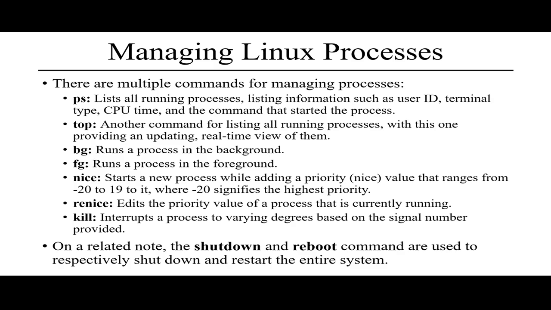Renice is a command that lets you edit the priority value of a process that is currently running. So you can run a process with the nice command, but you have to renice it to change the value that you've assigned. And finally, there's the kill command. It has multiple numeric options depending on how you want to interact with the process, but typically it's used to interrupt at the very least, or flat out kill or terminate a process. It should be noted that the shutdown and reboot commands technically are Linux process management commands. The reason being they shut down every process on your system.